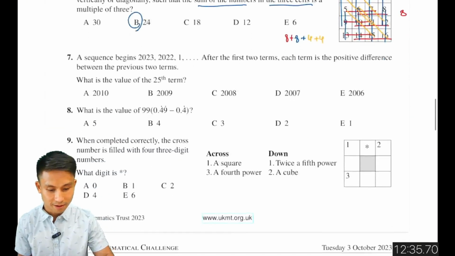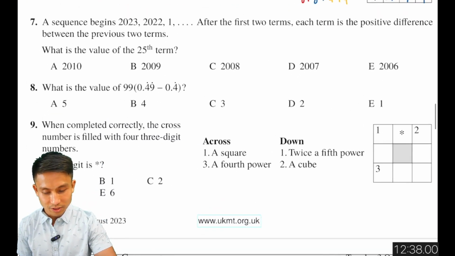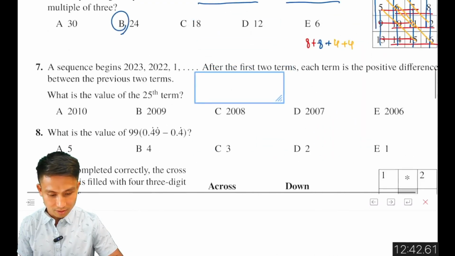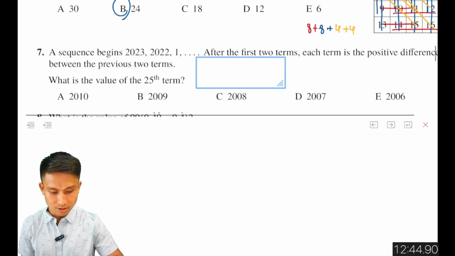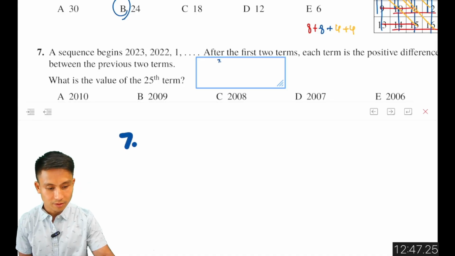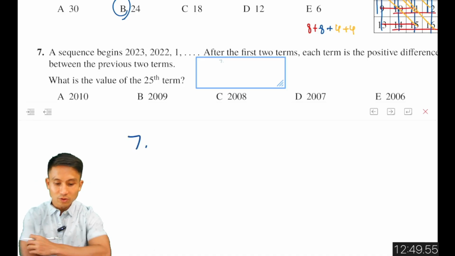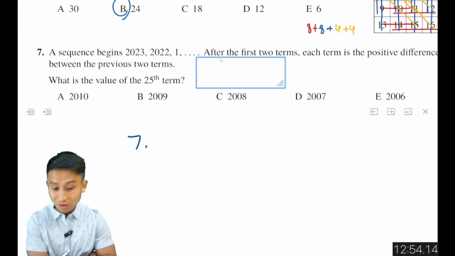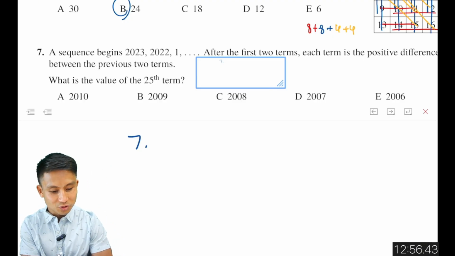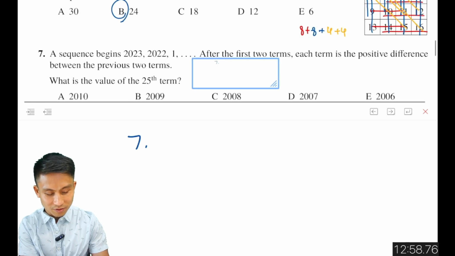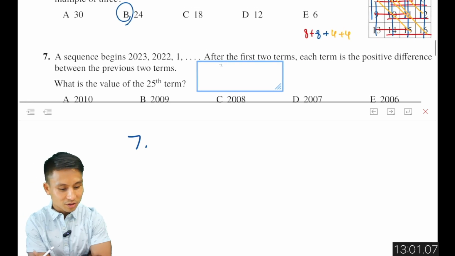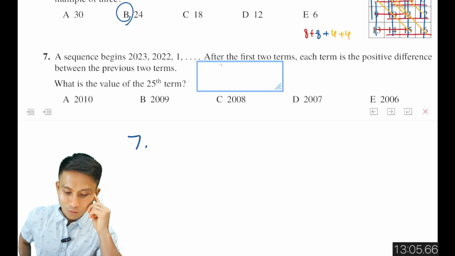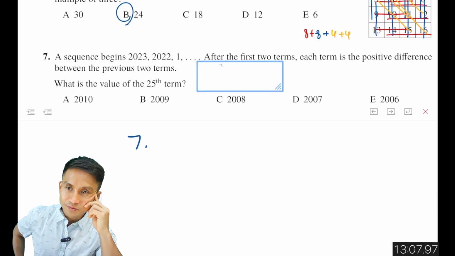Okay. Right. Number 7. I'm just going to use that 2 again to write here maybe so that you can see bigger. Number 7. It's too big. A sequence begins 2023, 2022, 1, and so on. After the first 2 terms, each term is positive. Each term is the positive difference between the previous 2 terms. What is the value of the 25th term?